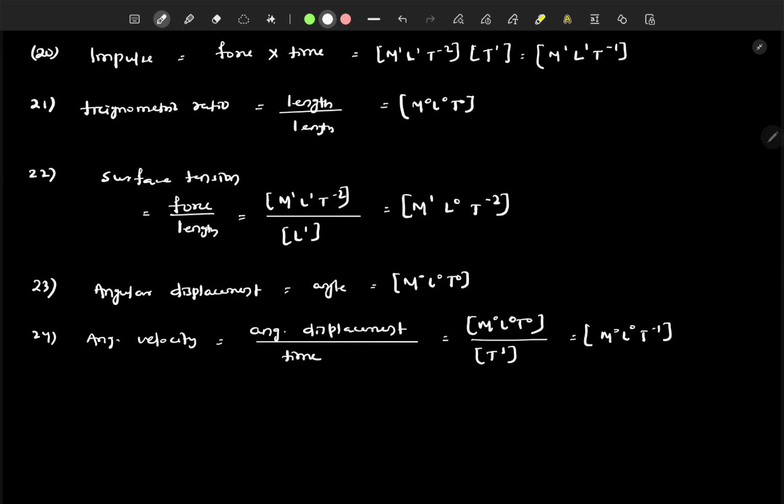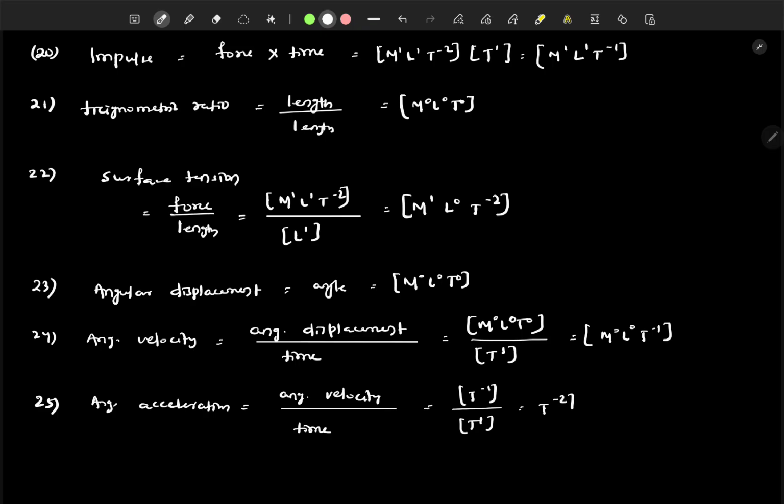That is angular velocity. Next is angular acceleration, quantity number 25. What is its formula? Its formula is angular velocity divided by time. So angular velocity dimension is T power minus 1 divided by time dimension T¹. So it will be M⁰L⁰T⁻². That is your angular acceleration.